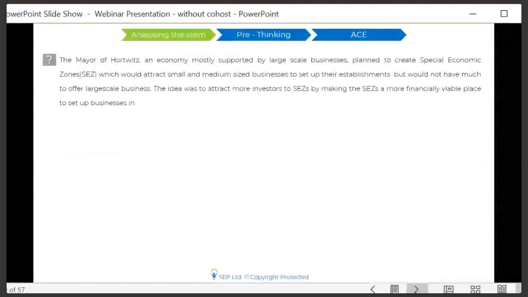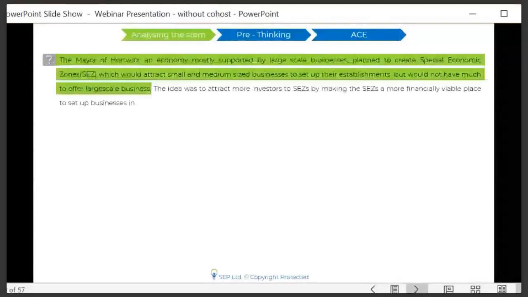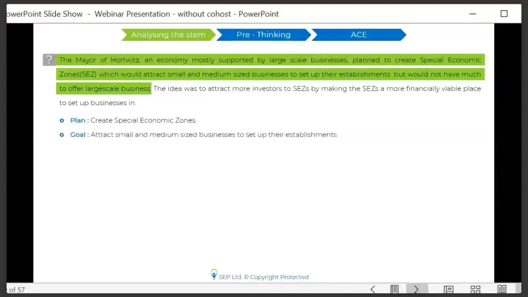The mayor of Hotbeds, an economy mostly supported by large-scale businesses, planned to create special economic zones, the SEZ, which would attract small and medium-sized businesses to set up their establishments, but would not have much to offer large-scale businesses. Okay, so here we have a plan and a goal mentioned. The plan is to create special economic zones, and the goal of this would be to attract small and medium-sized businesses to set up their establishment.